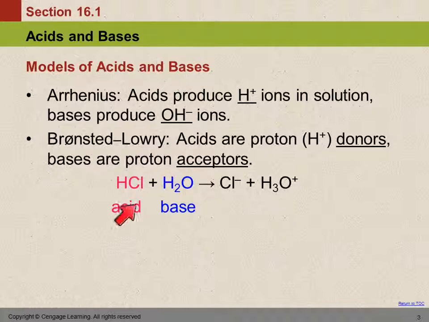So if we look at the reaction between hydrogen chloride, or as we learn to name it, hydrochloric acid, with water, what happens is that the HCl will donate this hydrogen ion to the water molecule, and we'll be left with Cl-, the chloride ion, and H3O+. And so we can say that this is an acid because it donates the proton. It donates the proton to this water molecule. The water molecule then is acting as a base because it accepts protons from the acid.